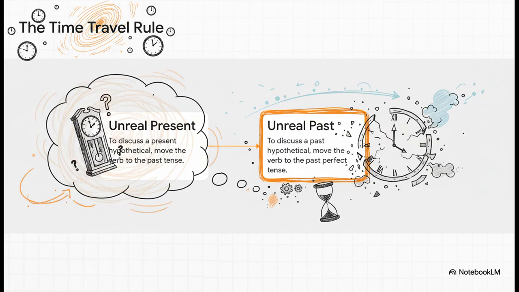Here's the secret. The subjunctive basically messes with time to signal that something isn't real. To talk about an unreal situation happening right now, you use a past tense verb. And to talk about an unreal situation in the past, you have to jump even further back into the past perfect tense. It's like a little bit of grammatical time travel. Let's see it in action.